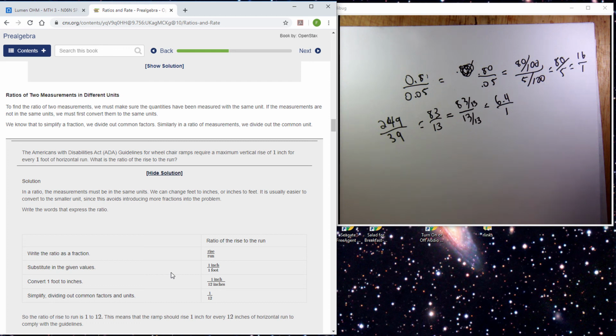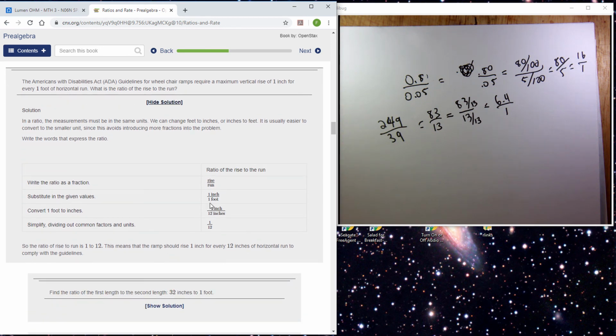But they're in different units. If you do the computation, you have to use the same unit. So they put them both in inches, so 1 foot is 12 inches, and the ratio is basically 1 to 12. You see that there. Notice how they changed the foot into inches. Now they're the same.